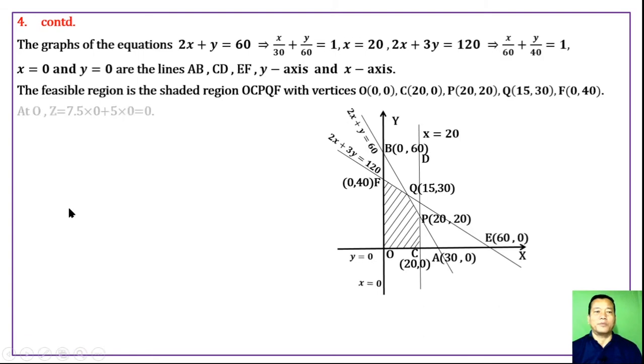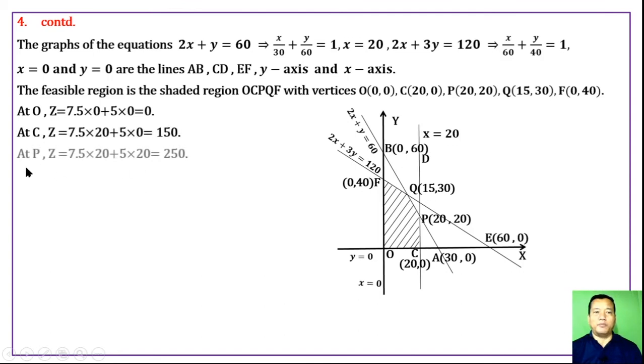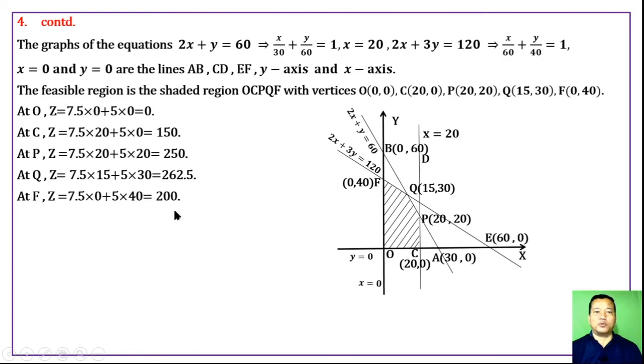At O, the value of Z is 7.5 into 0 plus 5 into 0, which is 0. At C, the value of Z is computed. At P, the value of Z is computed. At Q, the value of Z is computed. At F, the value of Z is computed. Comparing the values, identify the maximum and the minimum. Thus, maximum Z is 262.5, at x = 15 and y = 30.